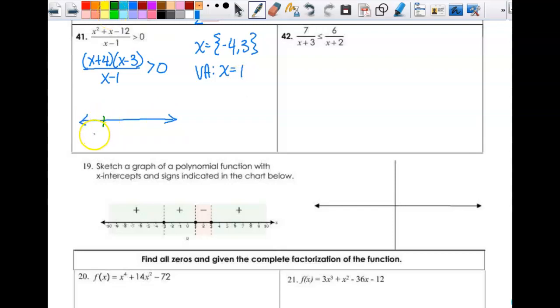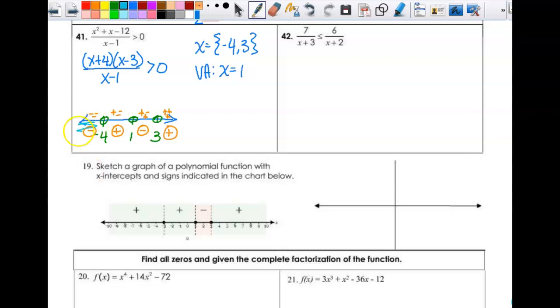So I have my negative 4, 1, and 3. The vertical asymptotes always get open circles, and then my zeros are going to get open circles because that's not included there, so everything's open. When I've substituted a negative 5 here, I'll get negative, negative, negative, so that's negative overall. I can substitute in 0 here, so that'll give me positive, negative, negative. I can substitute in 2, that'll give me positive, negative, positive. That's negative. And then I can substitute in a 4, that'll give me positive, positive, positive.